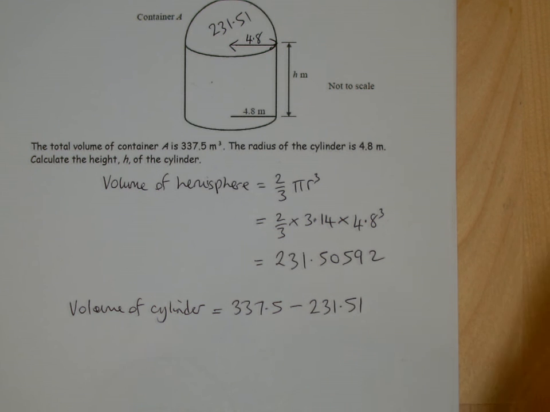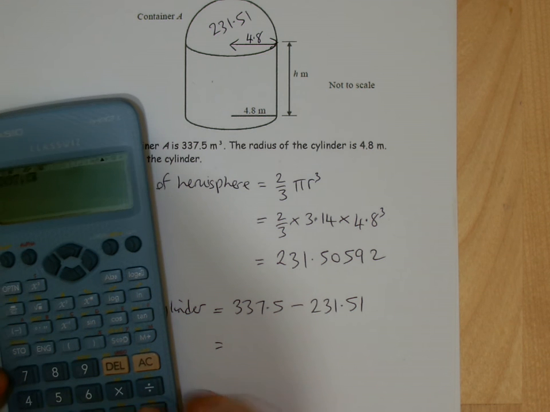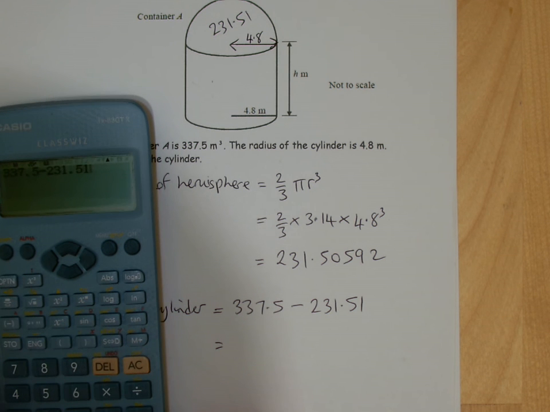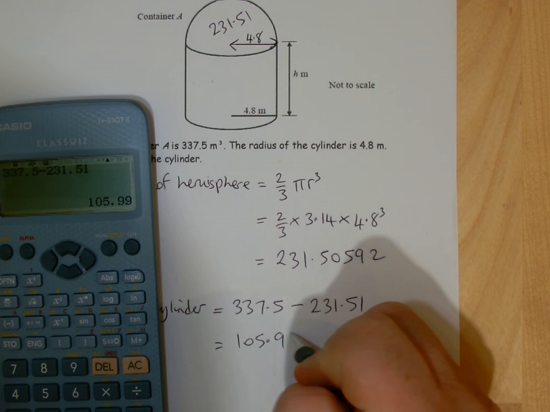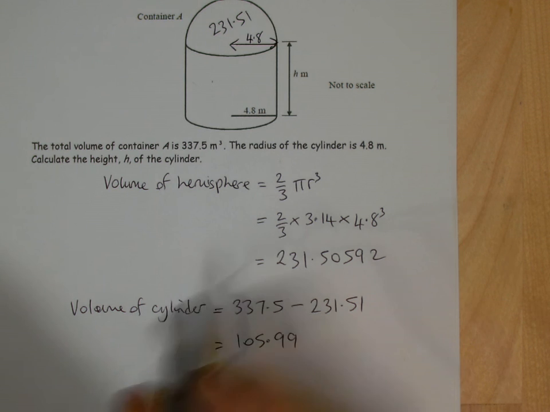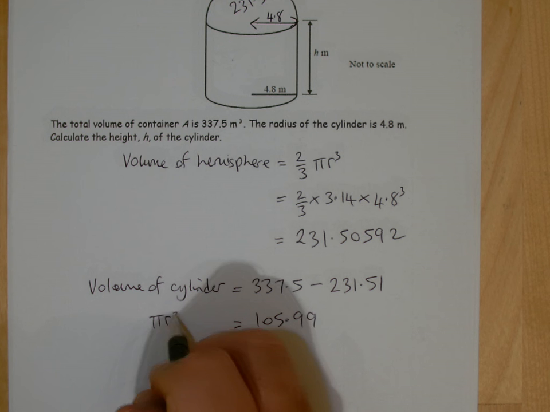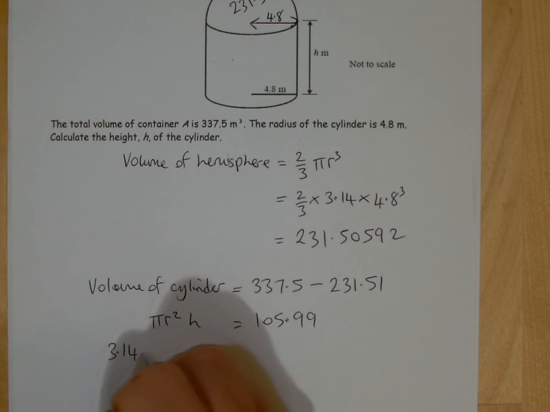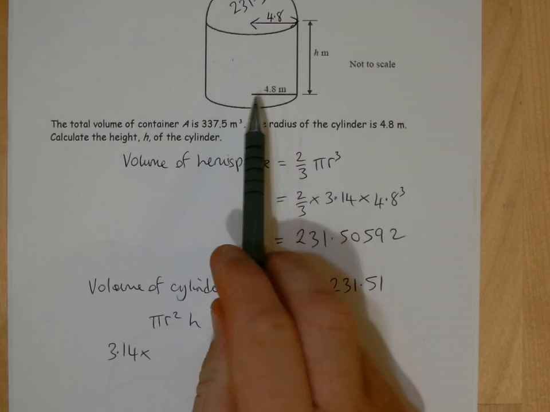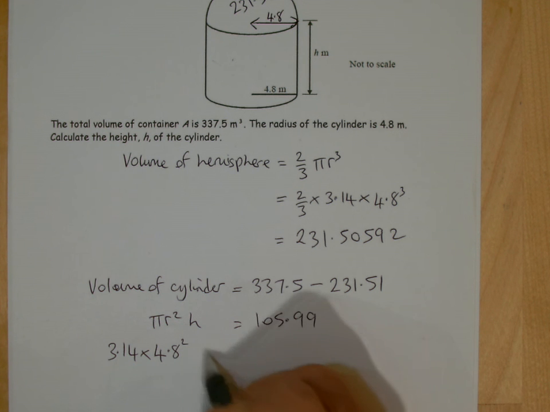Okay, so if I work that out on my calculator, 337.5 take away 231.51, and I get 105.99. Okay, so that's the volume of the cylinder. But remember, of course, we know the formula for a cylinder is pi r squared h, and I know pi to be 3.14, and I know the radius of my cylinder is 4.8, so it'll be 4.8 squared when you square the radius. And what I don't know is h, and that's what I'm trying to figure out.